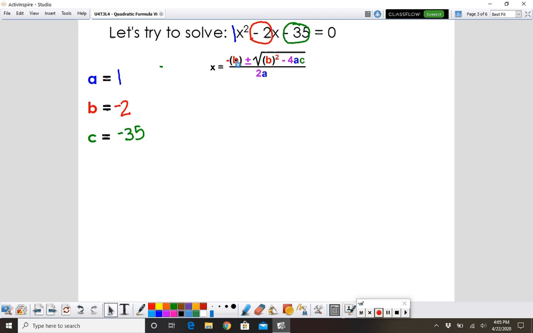Now I have this b and this b in parentheses for a reason. And the reason they're in parentheses is because of this square value and this negative sign. A negative is going to impact what's inside our parentheses, and if there's a negative value here, I want you to be aware that you've got a negative negative. So these parentheses kind of separate it for you.